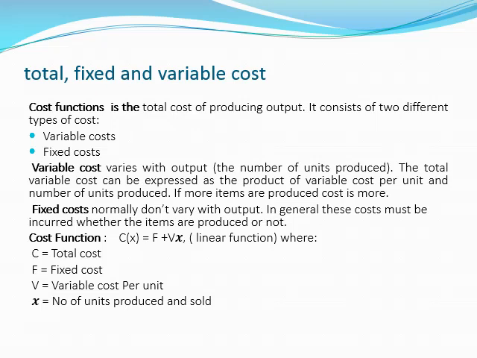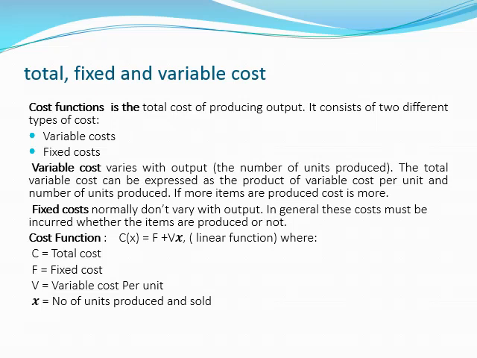In short, the cost function is the total cost of producing output. It consists of two different types of cost: variable cost and fixed cost. Variable cost varies with output, the number of units produced. The total variable cost can be expressed as the product of variable cost per unit and number of units produced. If more items are produced, cost is more.